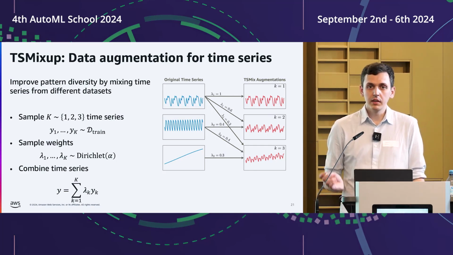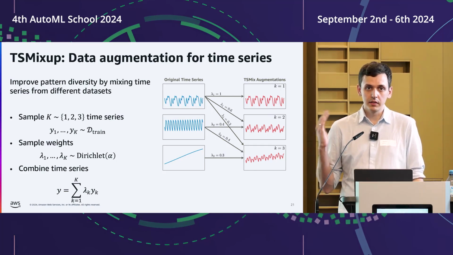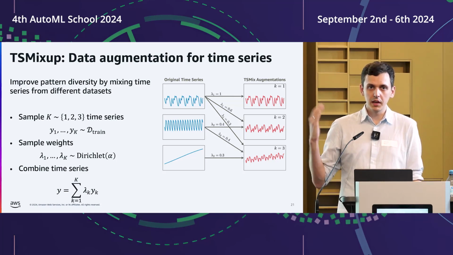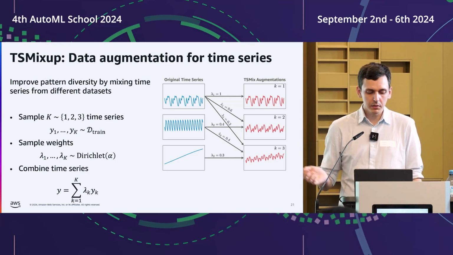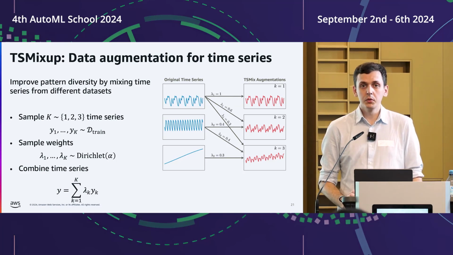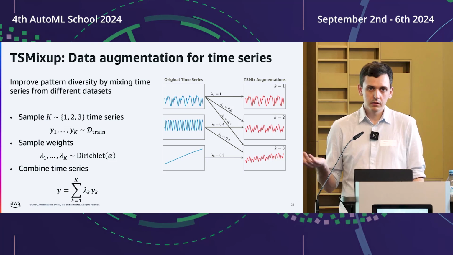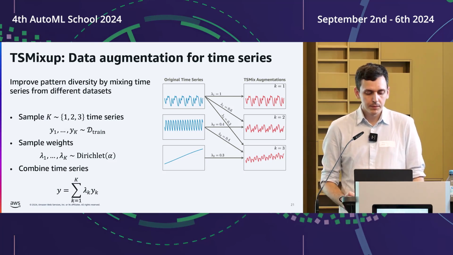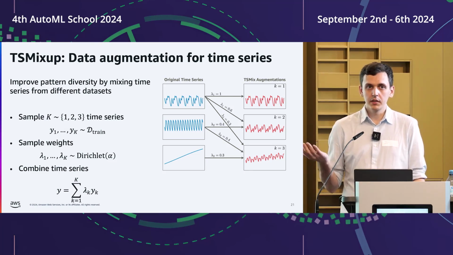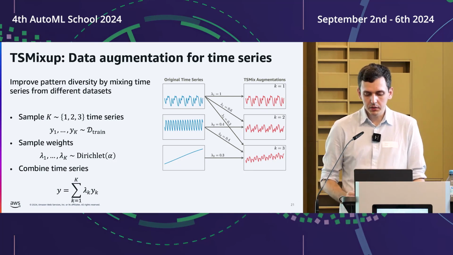Then you select this many time series from your data set, maybe from different data sets. Maybe we have one time series from the energy domain, one time series from the retail domain. You then sample the weights for each of these time series in a way that the weights sum up to 1. So for example, taking the Dirichlet distribution, and then we just take this convex combination of the time series. And you can see an example here on the right.